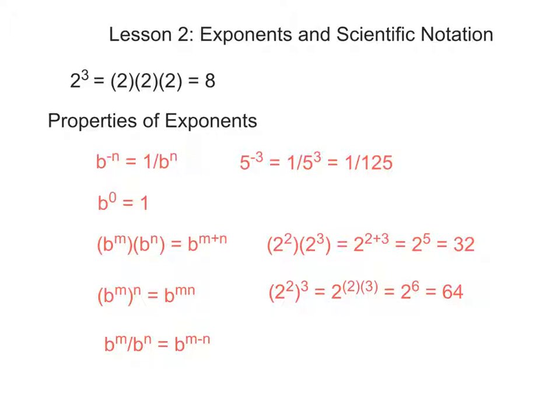We now have the quotient rule. Say I've got b raised to the m divided by b raised to the n. In this case, we subtract the exponents, and it becomes b to the m minus n. So if we had an example like this, where we have 2 to the 8 divided by 2 to the 5th, that would be equal to 2 to the 8 minus 5, or 2 to the third, or simply 8.